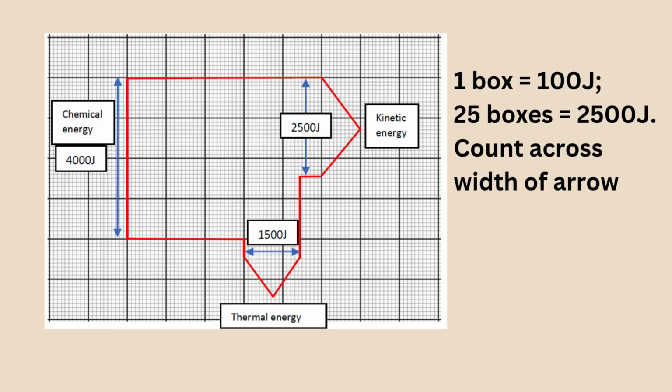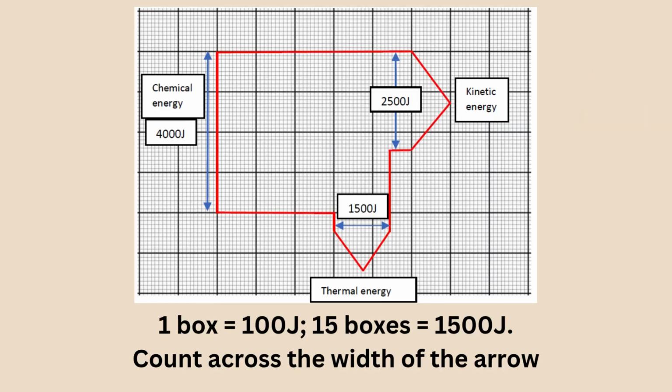If we look at the kinetic energy, which is the useful output energy, the red arrow is pointing to the right. You will need to count across the width of the arrow. I have used a blue arrow here to show you where that starts and finishes. That will be 25 boxes, so in total that will be 2500 joules. Remembering that scaling is that one box is 100 joules.